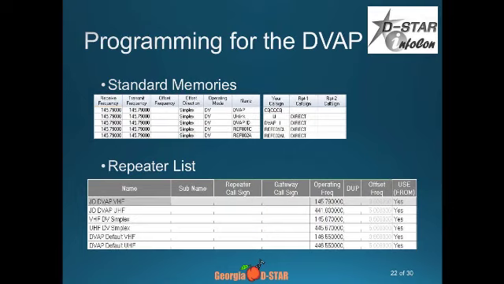Here's a question I see on a lot of the lists. I've got a DV access point. How do I program my radio? They'll say, I bought a brand new ID51. I can't make it work with my DVAP.